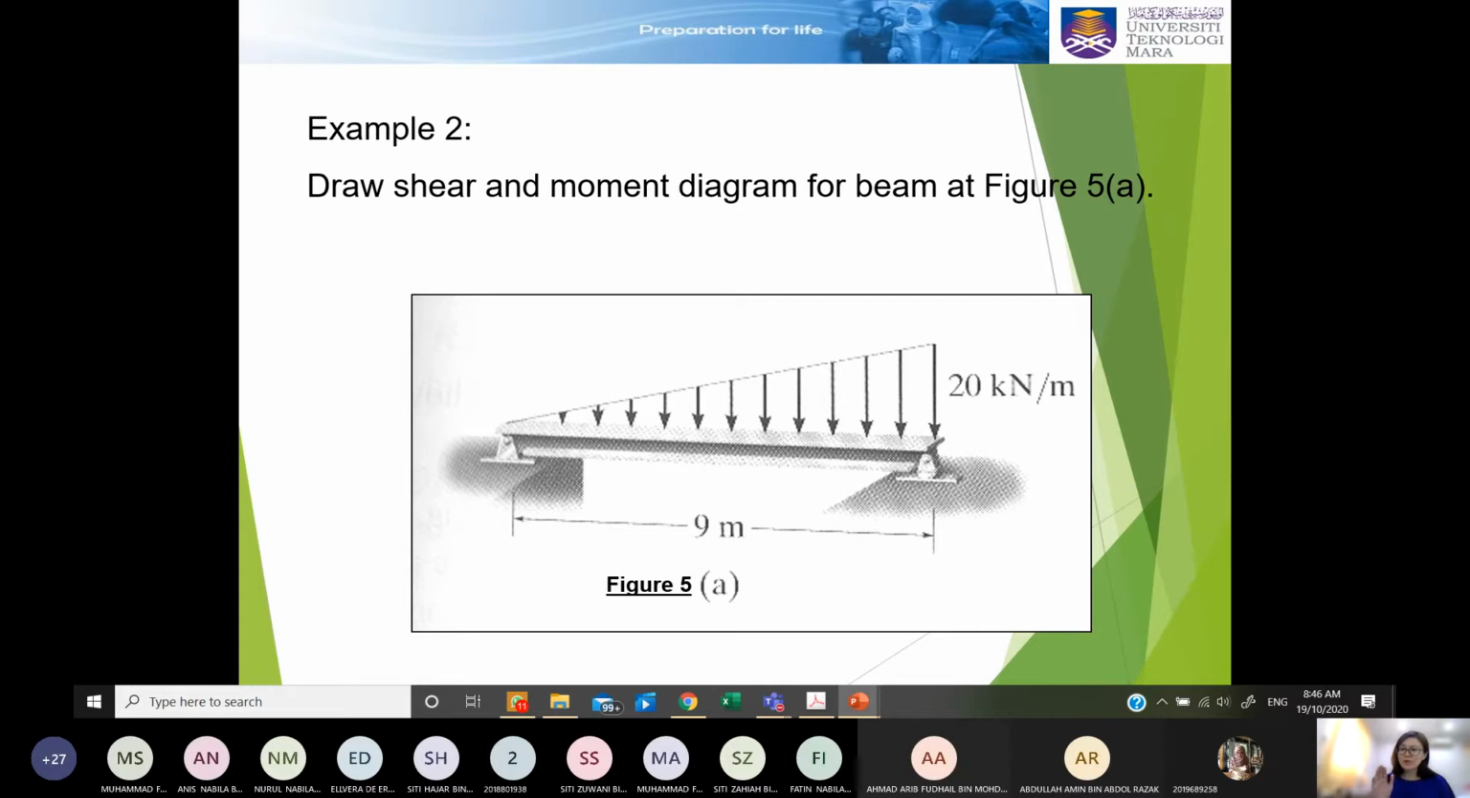So we will have a look at these two methods, but I will focus on the derivation of the shear and bending moment equations. Now, if you look at this problem, let's say A and B, there is a loading of 20 kilonewton per meter, increasing from A to B, or sometimes we say this is a triangular loading.